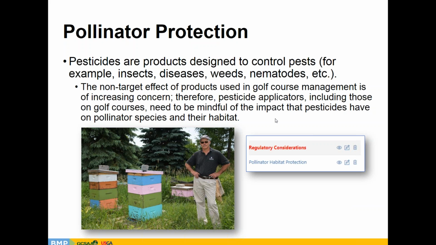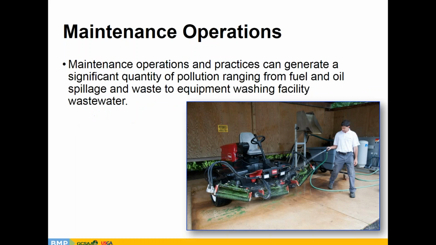And so there's kind of two sides to this. Obviously, pesticides are products designed to control pests, and the non-target effect of these pesticides can have a negative impact on pollinator species and their habitat. And so this is an area, as I said, under great study right now. A lot of scientists are focusing on this, and there are resources that are being developed right now that will be linked to the GCSAA websites as well. So pollinator protection is a key component of the BMPs as well.